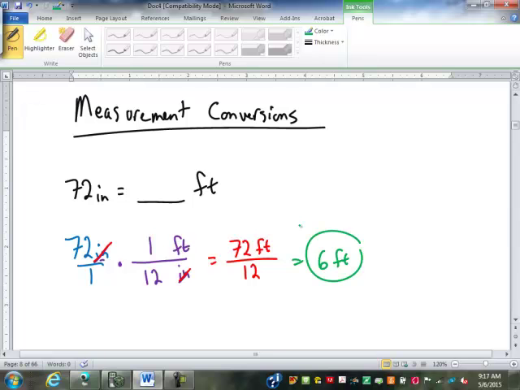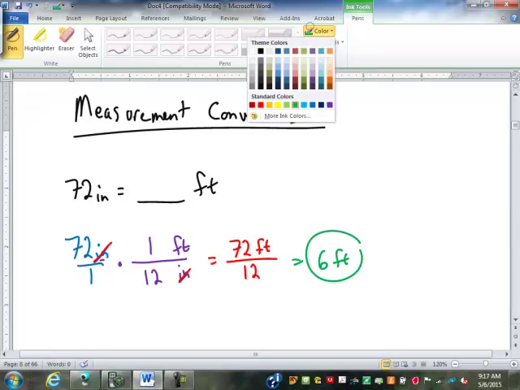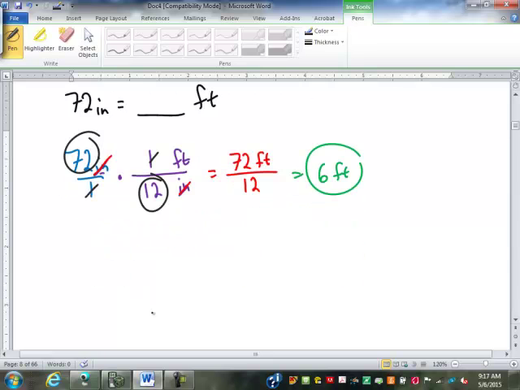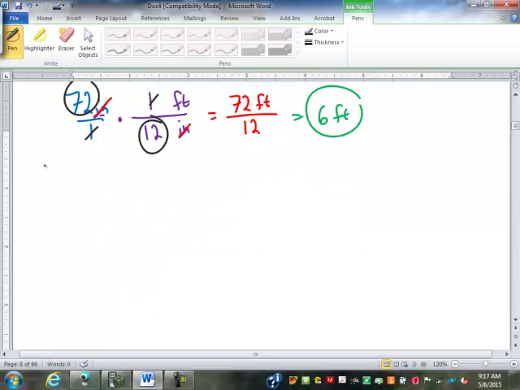Yes, sir? Could you just do it the easy way, since you see 2 ones, just 72 divided by 12? Yes, you could. You just say, hey, we're going to ignore these ones, and this is on top, this is on bottom, we'll just divide it. That does work. I'm just doing it out formally, just to make sure everybody can follow.